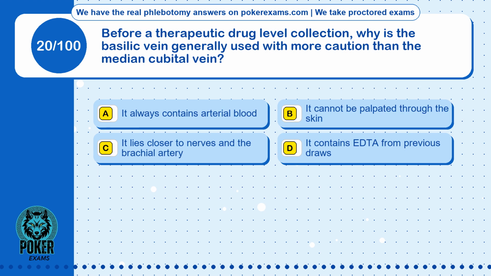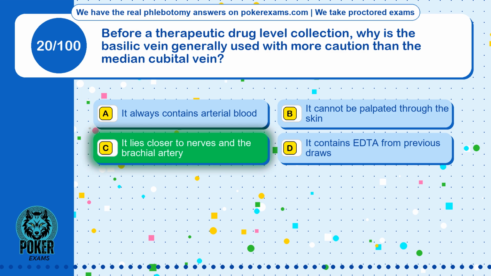Question 20. Before a therapeutic drug level collection, why is the basilic vein generally used with more caution than the median cubital vein? Option A. It always contains arterial blood. Option B. It cannot be palpated through the skin. Option C. It lies closer to nerves and the brachial artery. Option D. It contains EDTA from previous draws.